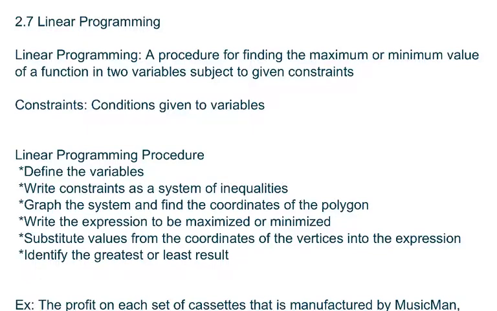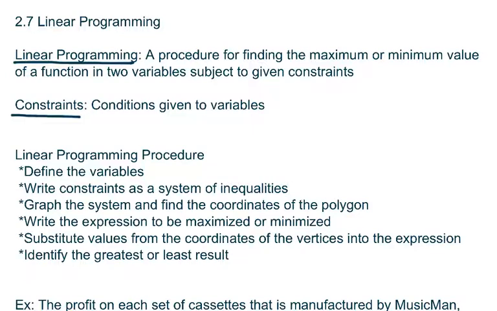The examples here I'll walk you through. I've got two examples, and then that'll be all. So linear programming is a vocabulary term. Linear programming is a procedure for finding the maximum or minimum value of a function in two variables subject to given constraints. Now, constraints is another vocabulary term. Constraints are simply conditions given to variables.